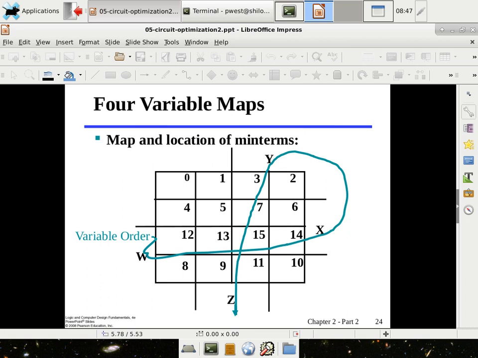Remember, these are minterms, so the 0 has to be knots on everything. The first thing to be turned on is the last one, which is Z. And then he's having W be the first variable. W is being the first variable here. Okay, fine, we'll roll with it. So notice it now goes 0, 1, 3, 2, okay, makes sense, 4, 5, 7, 6.